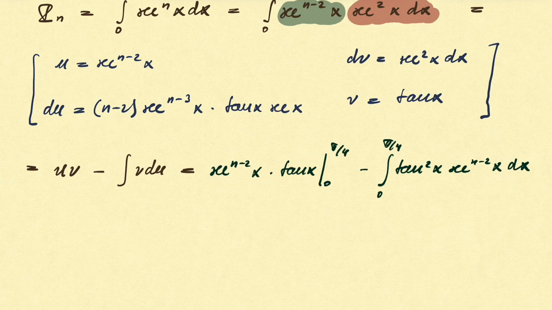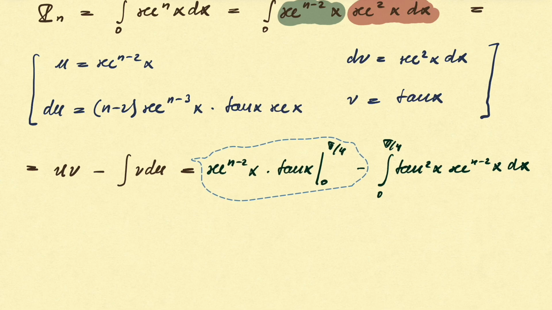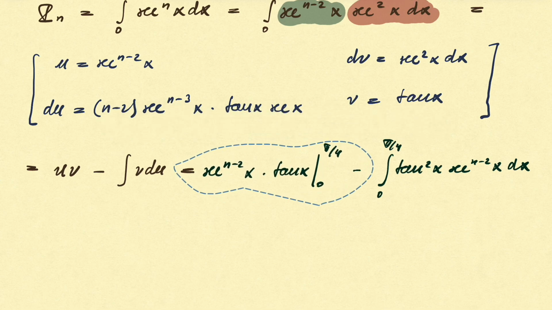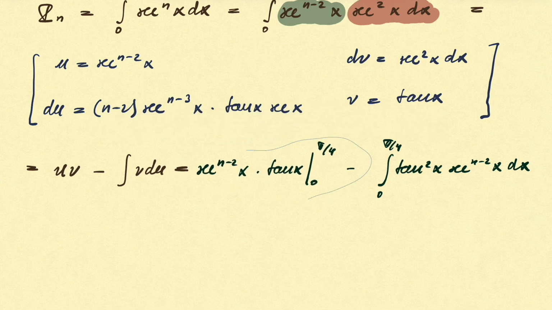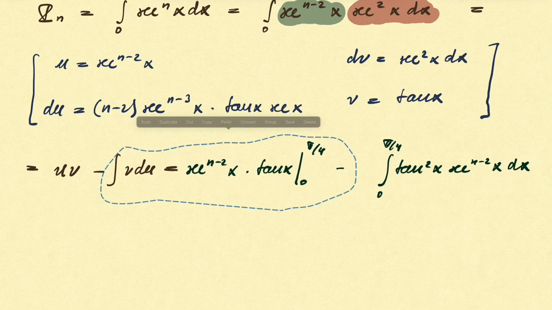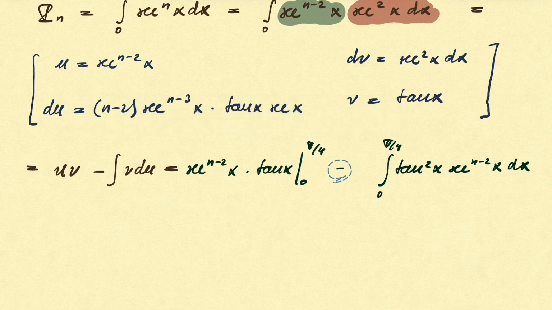We also have n minus 2 here, and I'll move everything towards the left a little so that we have enough space for n minus 2. Since n minus 2 is a constant, we can move it out of the integral, so I'll write it here, n minus 2.